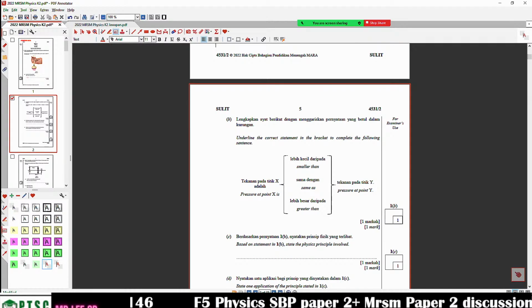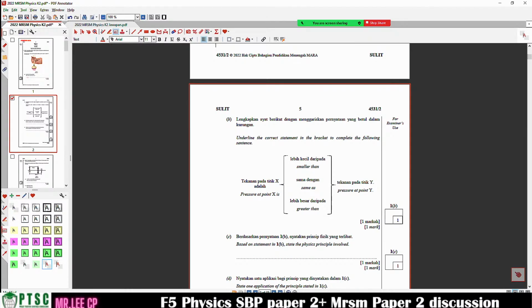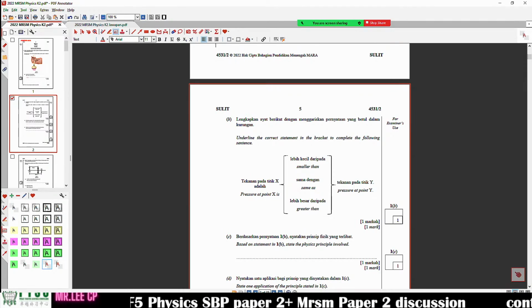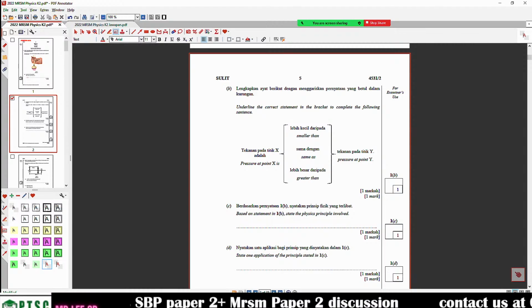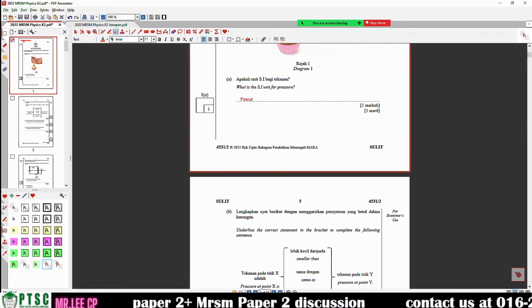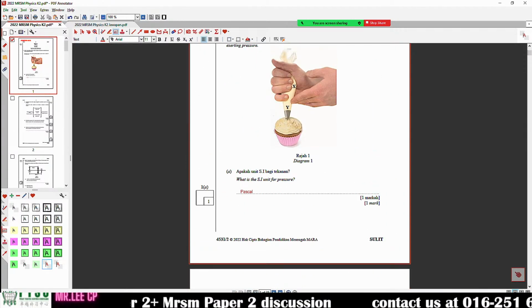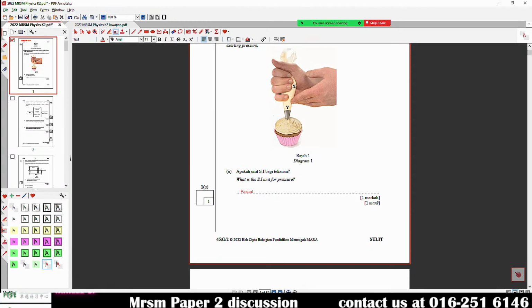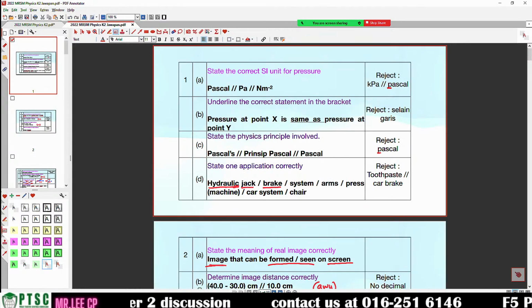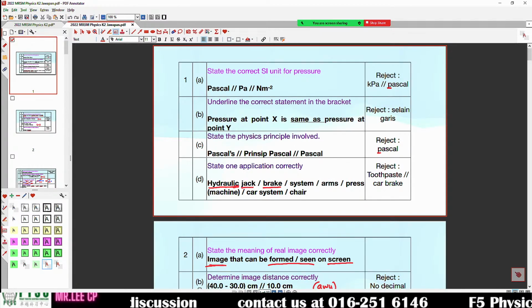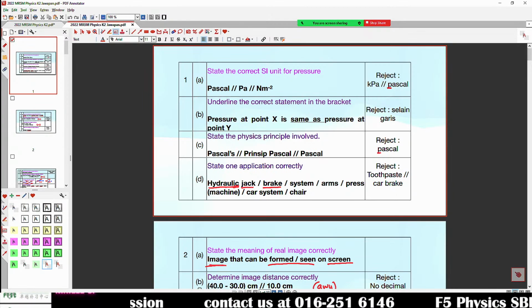Okay. Underline the correct statement in the bracket, to complete the following sentence. Pressure at the point X is, pressure at the point Y, point X. So we see the answer, right? Answer here. So pressure at the point X is same as pressure at the point Y, right?